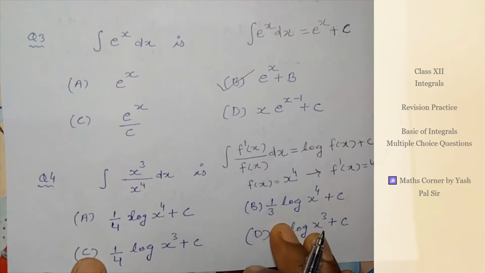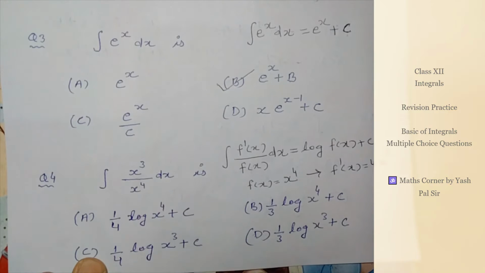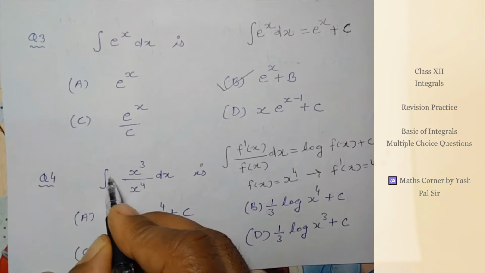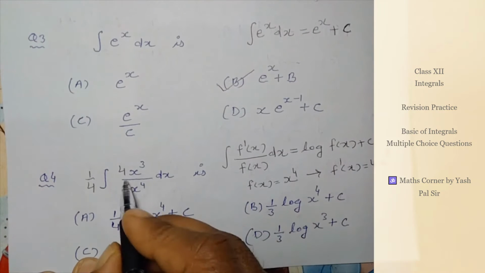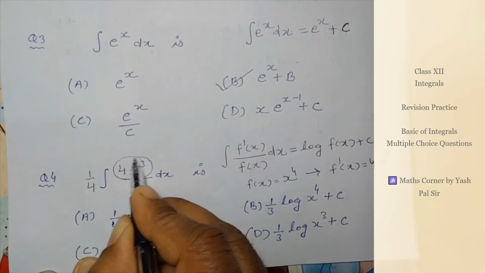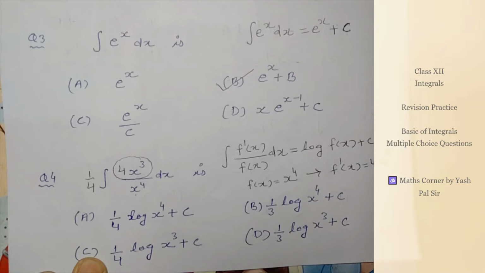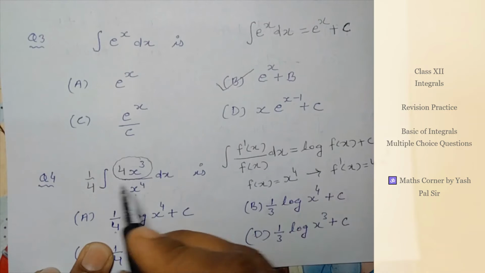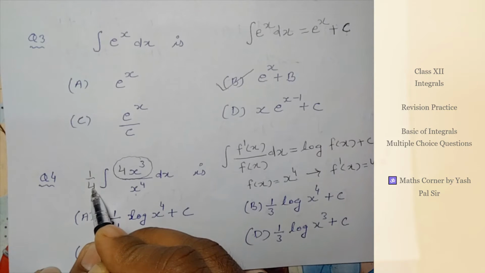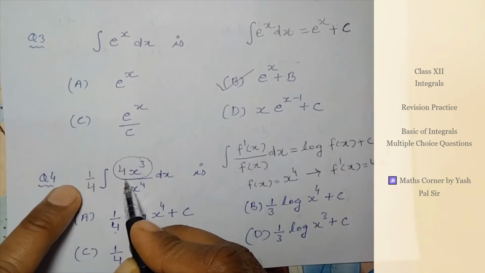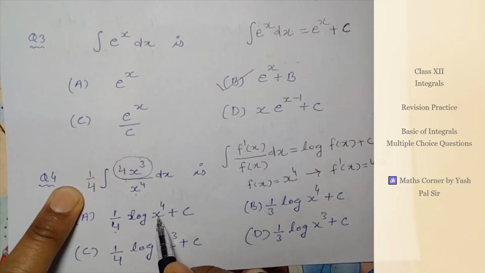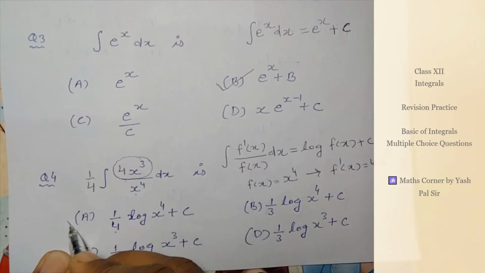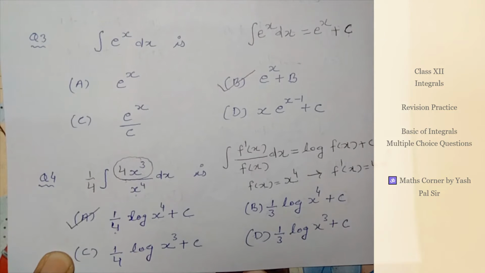But here only x raised to power 3 is available. So what we do, if we divide by 4 and multiply by 4, then exactly the numerator is the derivative of the denominator. So 1 upon 4 is outside the integration, into log of f of x. What is f of x? This is x raised to power 4. So 1 upon 4 log x raised to power 4 plus c. That is option number A is the right choice.